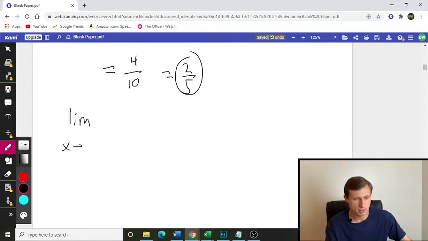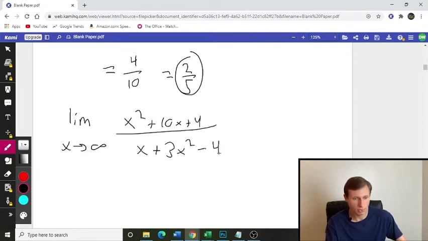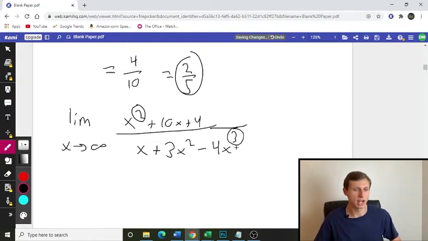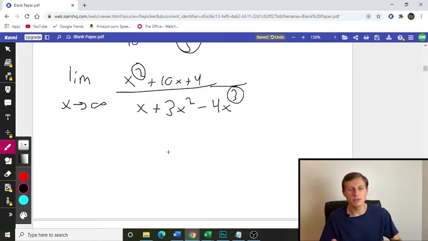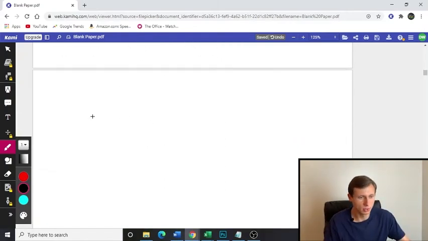Limit as x approaches infinity of x squared plus 10x plus 4 divided by x plus 3x squared minus 4x cubed. Now, what's the leading degree in the numerator? X squared. What's the leading degree in the denominator? It's going to be 3. I tried to mix up the format here because there's not a lot of ways to really mix up the material here. It's the same 3 rules every time. And so here, the degree of the denominator is bigger than the degree of the numerator, and for that reason, the limit is just going to be 0. Okay? Let's keep going. We'll do one more.